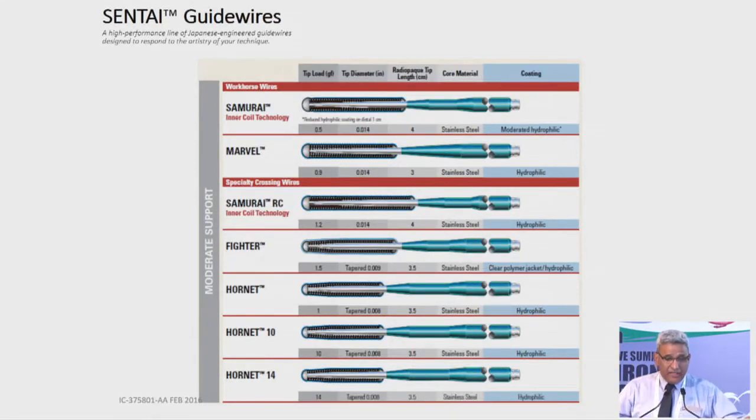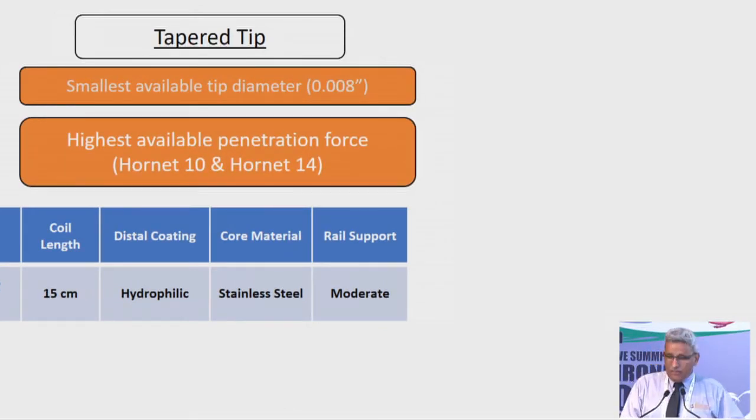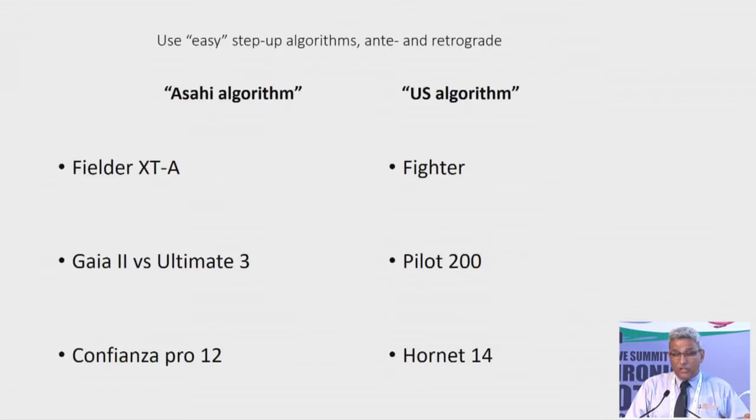There is a Sentai range of wires which are not freely available in India. I keep getting told by my Boston colleagues that they are going to give them to us for trials. Some of them are already being used, which have very similar characteristics, but we need to learn how to use them even better. Some of them have a tapered tip, and the IJCTO offers you greater penetration power. We have the IJCTO 20 and 40.